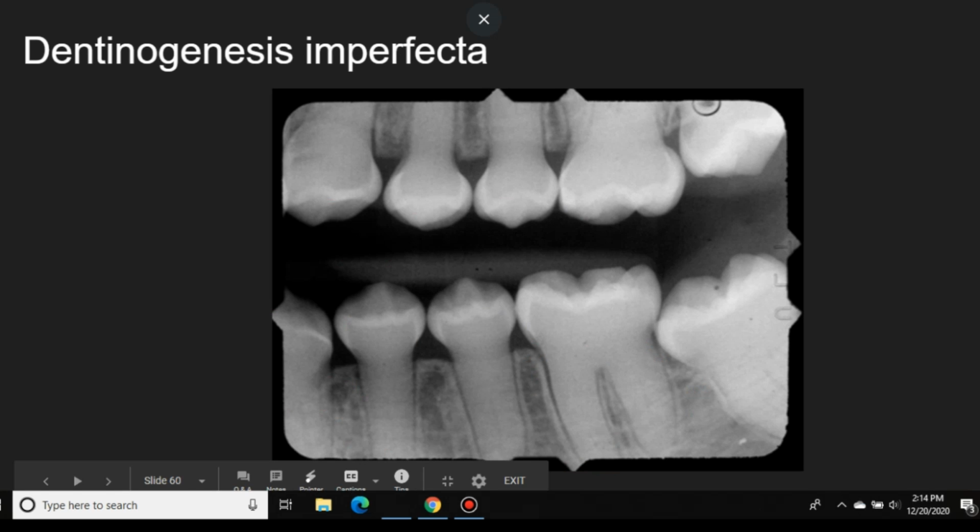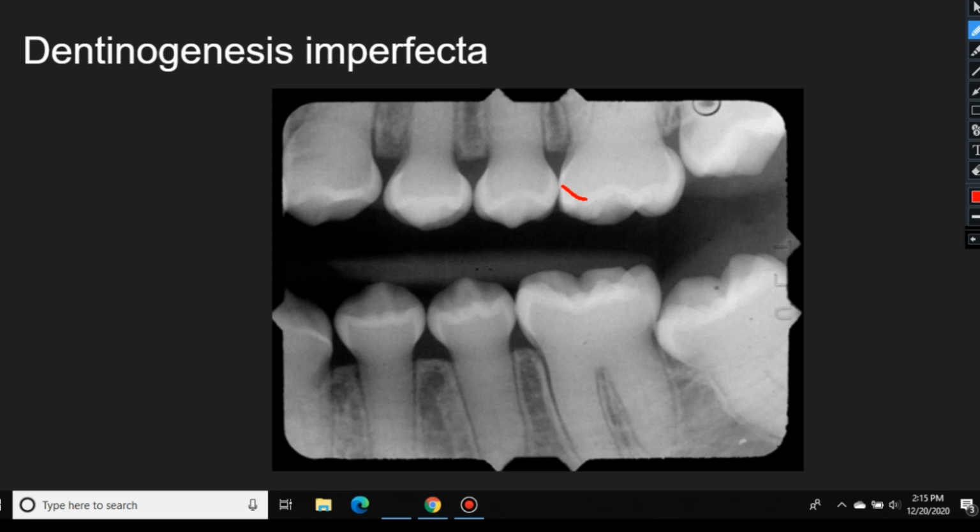This condition is dentinogenesis imperfecta. This is a disruption in dentin formation, and it will cause the teeth to appear to have a bluish gray tint to it. But on the radiograph, the teeth will still appear radiopaque, but the tooth will have the same radiopacity as dentin. Basically, the entire tooth.